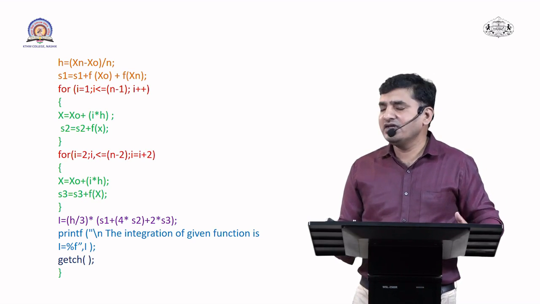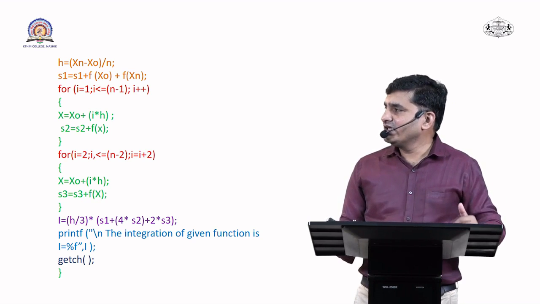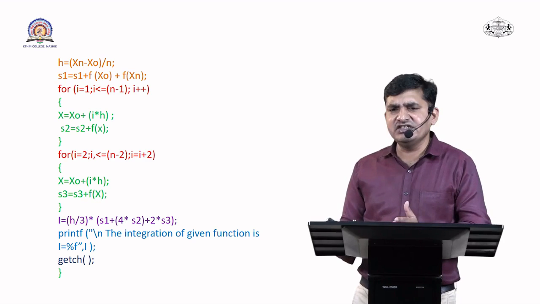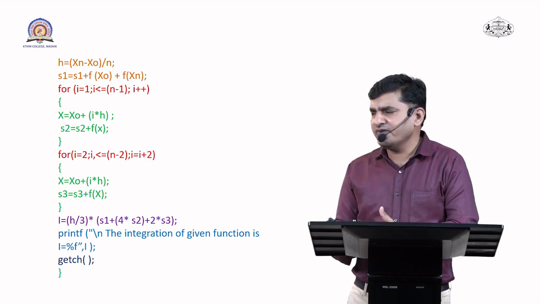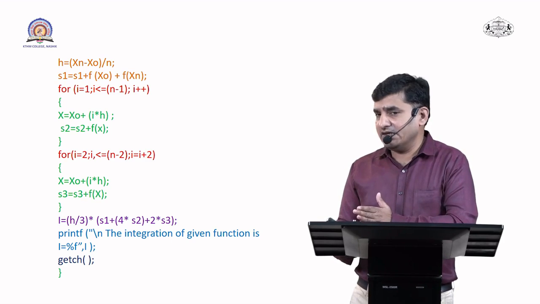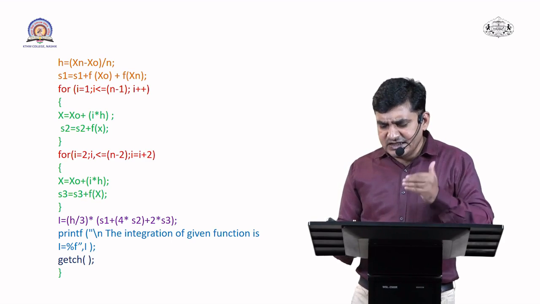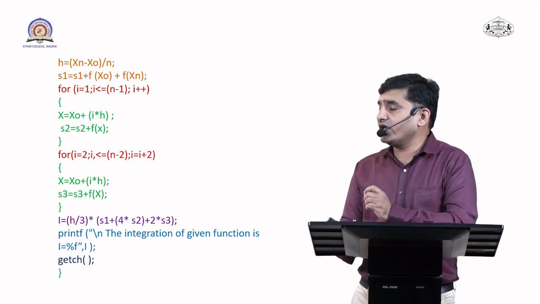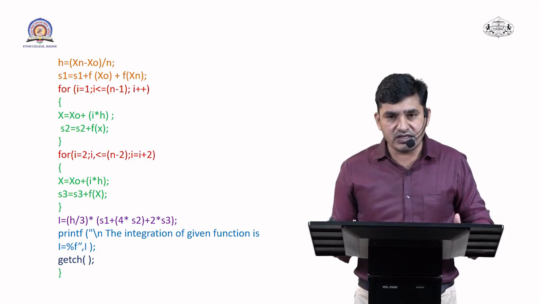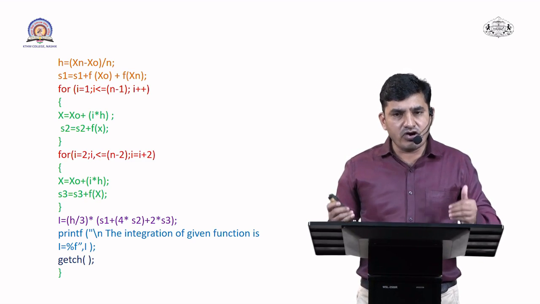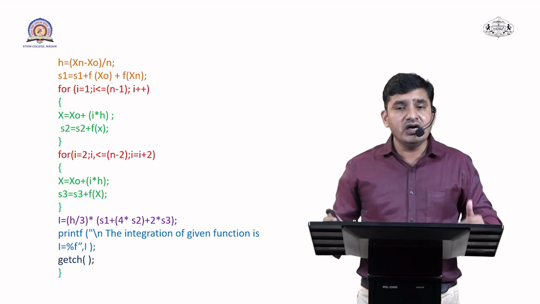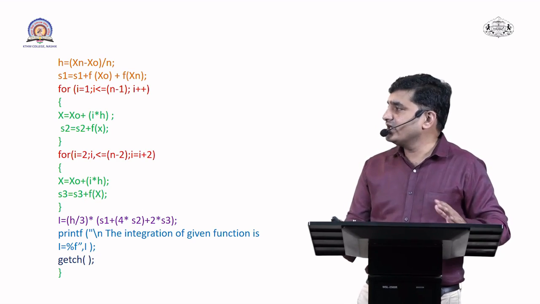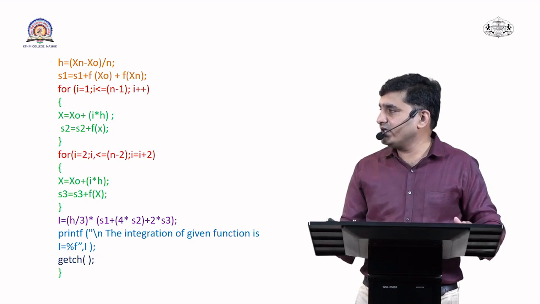Okay. Then here, consider that we use a for loop. In the for loop, first is initialization, i is equal to 1, then i is incremented by 1 up to i is less than or equal to n minus 1. That is, the for loop is executed until this condition is satisfied, that is, i is less than or equal to n minus 1.